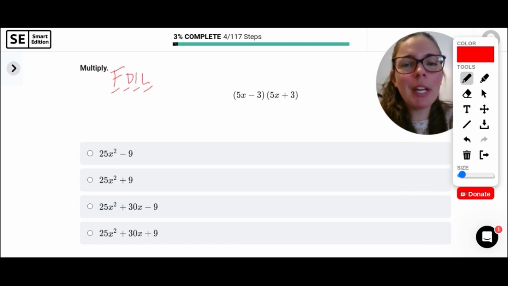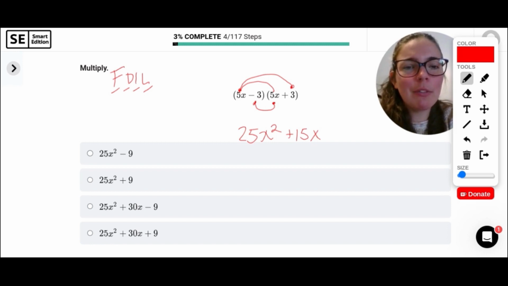When we are multiplying, we want to do the first term in each set of parentheses. So 5x times 5x would give me 25x squared. Now, O stands for outer. We're going to do the outermost term in each parenthesis. So 5x times 3 would be 15x. Inner is the innermost term in each parenthesis. They're right next to each other. Negative 3 times 5 is negative 15x.